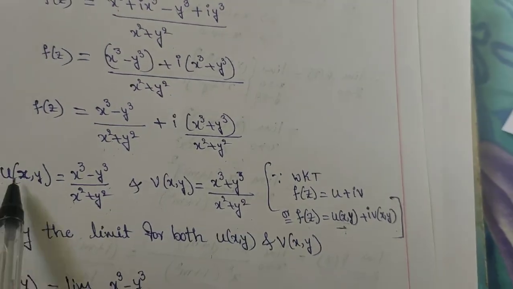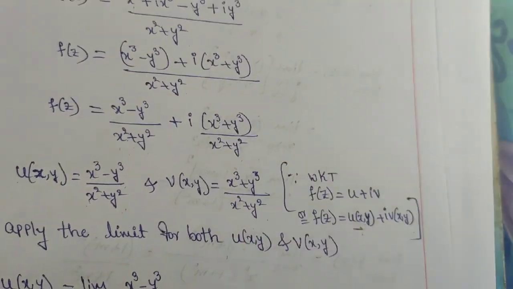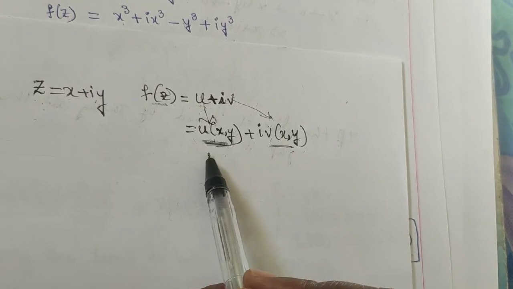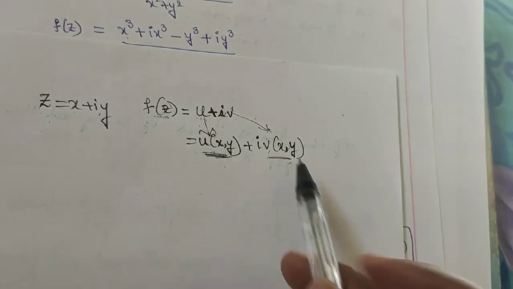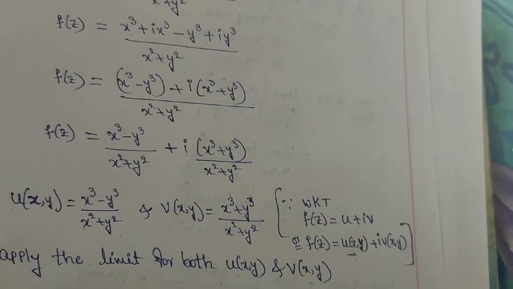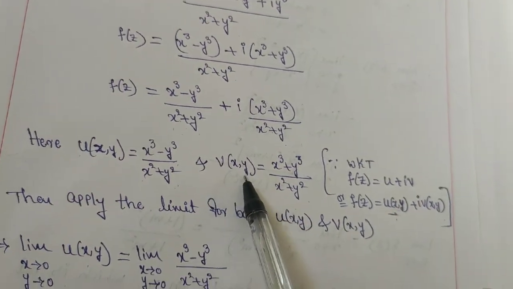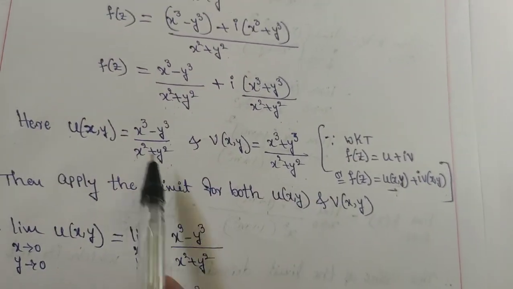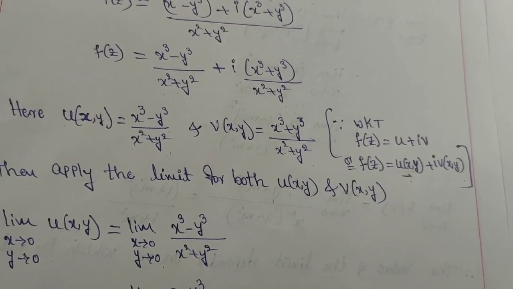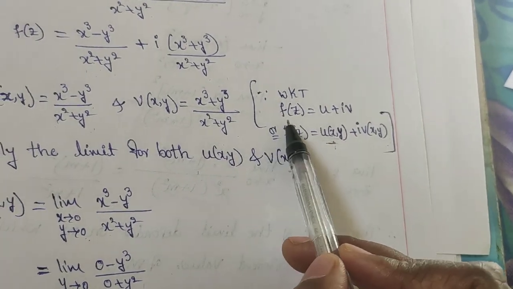I wrote u in terms of u of x comma y. Why? I already told you we can write a complex variable in ordered pair form. That's why we can write u as u of x comma y and v as v of x comma y. Next, apply the limit for both u and v. If we get the same answer for both, we can say directly f of z tends to 0 when we apply the limit.